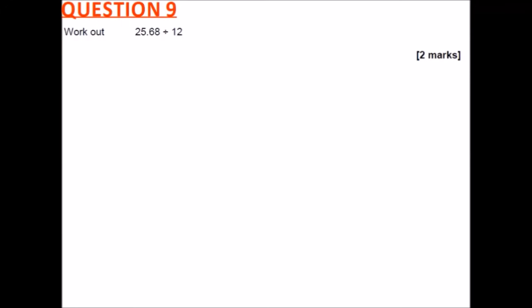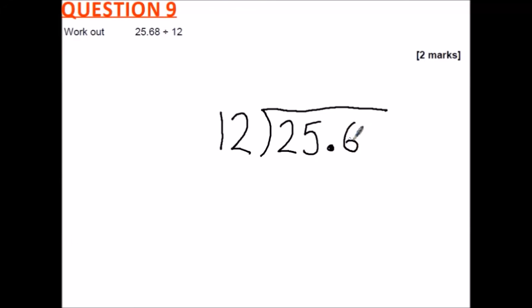Question 9. This is a classic non-calculator question. Work out 25.68 divided by 12. So I'm going to do the bus stop way. It's not the only way of dividing, but it's my favourite way, so I'll treat myself. Why not? What you're dividing by goes on the outside, and the number you're dividing goes on the inside of the bus stop. So 25.68 goes on the inside, 12 goes on the outside.